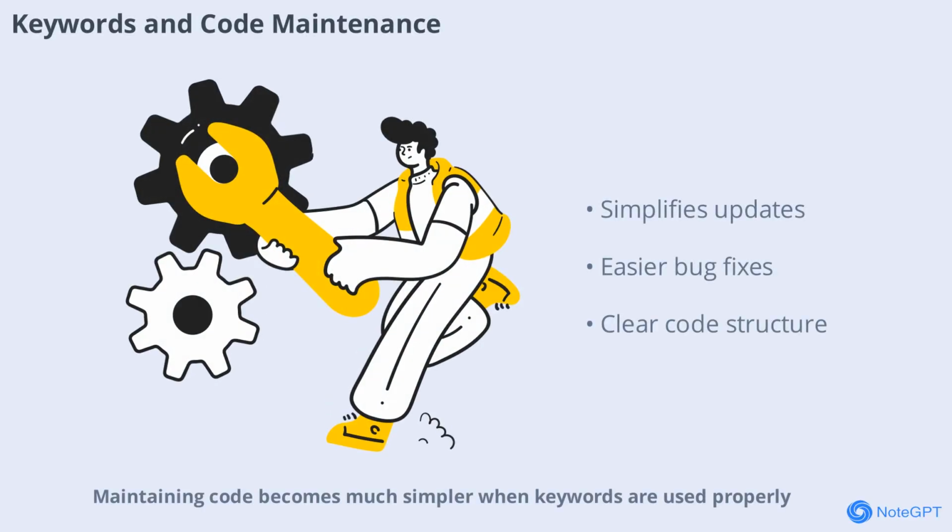Maintaining code becomes much simpler when keywords are used properly. Since keywords are standardized, anyone familiar with the language can understand the code quickly. This is especially important when updating or fixing bugs in existing code. Proper use of keywords ensures that the code remains clear and easy to modify, even as the project grows over time.